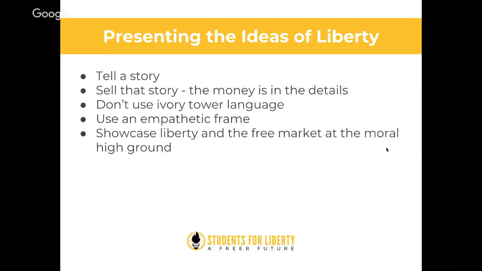So the final thing is showcase liberty, or the ideas of liberty and the free market, as the moral high ground. Again, people think that capitalism is this evil beast that destroys people's lives. We know that that isn't the case. We know that it's cronyism and big government and all these other things that are really causing it, and that capitalism catches the blame. So when you're choosing your story and your frame and what language you use, always have this mindset that you're trying to showcase liberty and the free market as the moral high ground. It will help more people. It will hurt fewer people than any other idea. So just keep that in mind as you're writing.